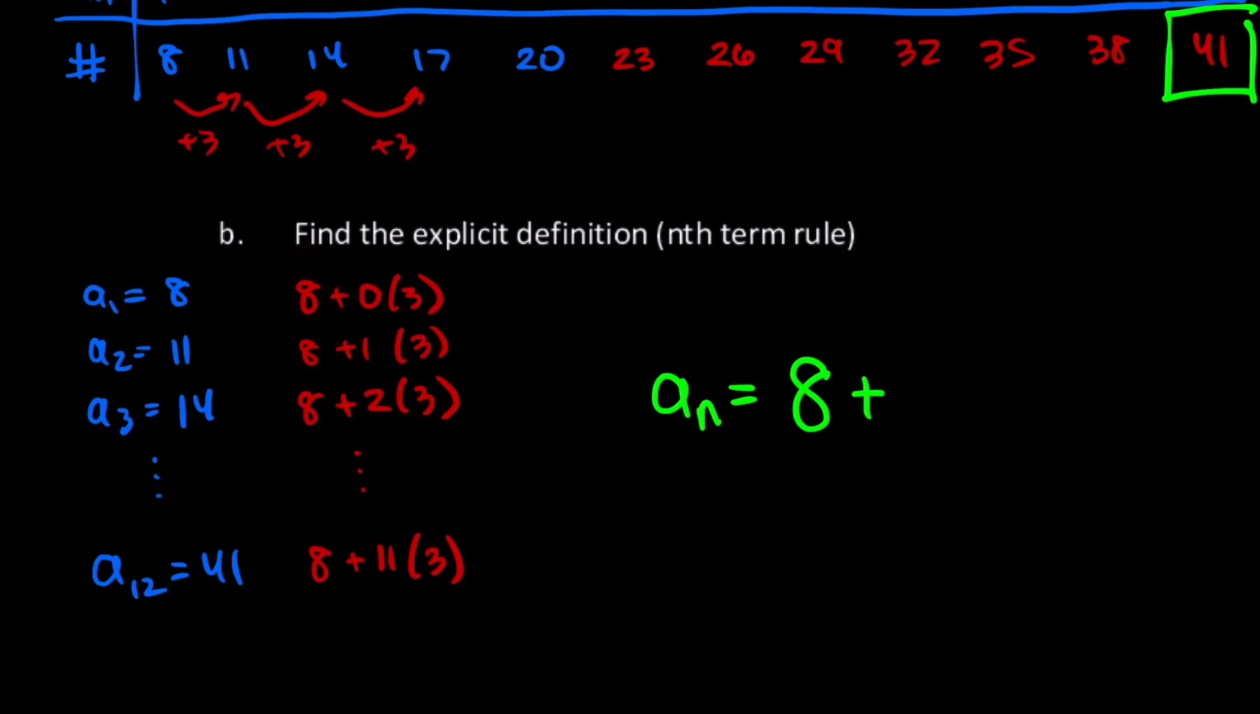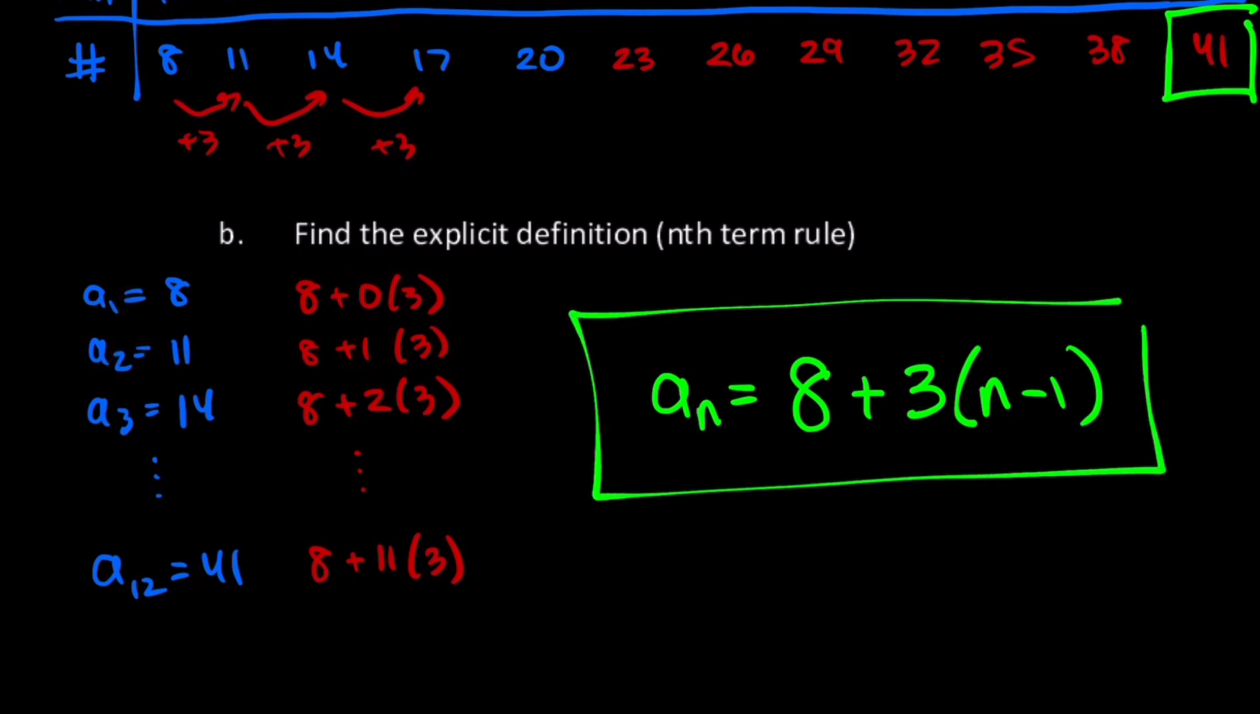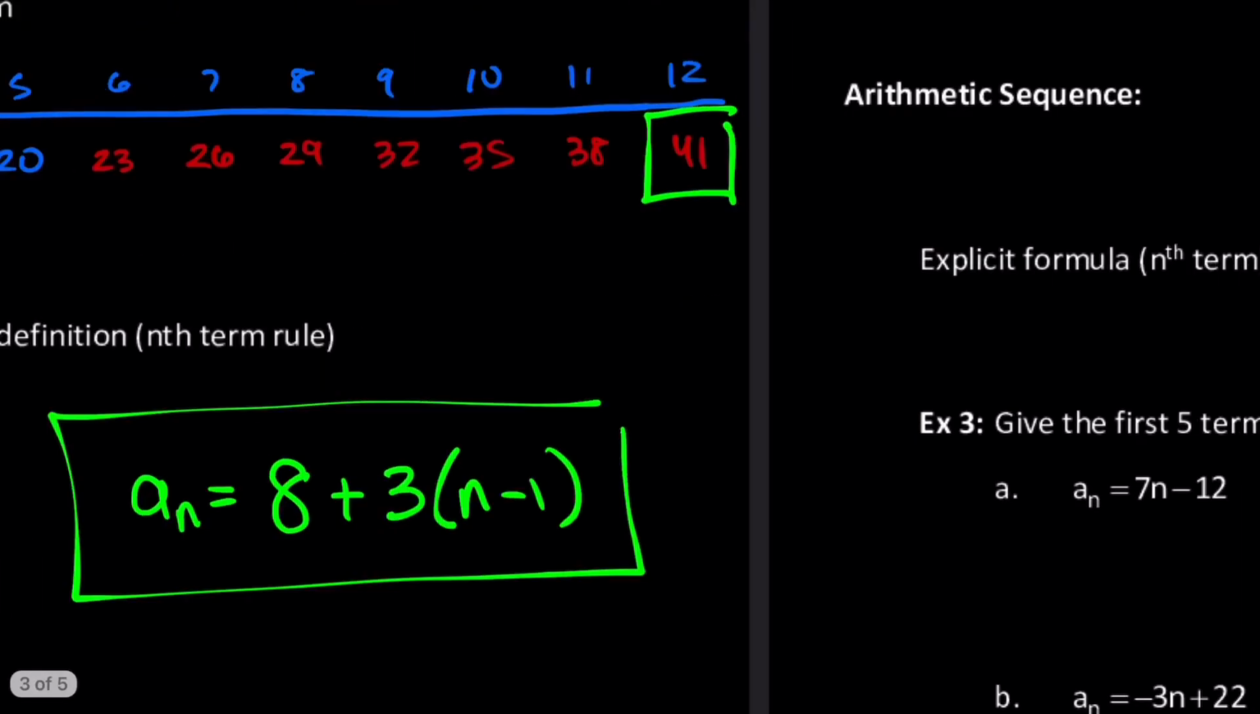Plus, because I'm adding for all of these, this is 3 in every instance. 3 is what we call the common difference, what we go up by each time. So that's 3 times n minus 1, right? Because if you notice, this number here is 1 less than that every time. So this is what we would call an explicit rule or an nth term rule. It's actually kind of easy to derive.